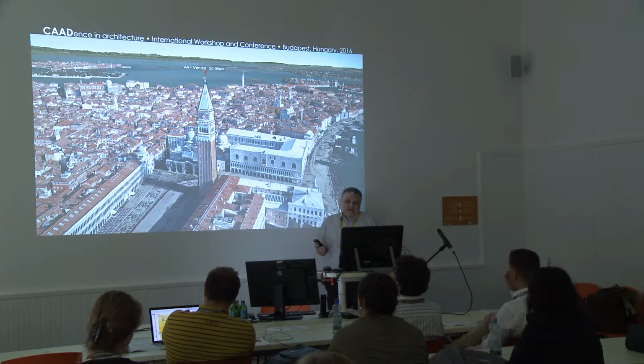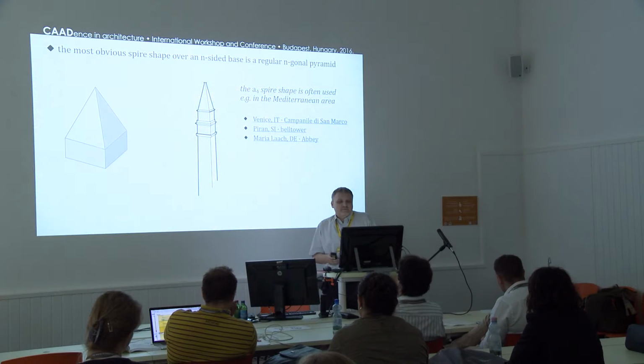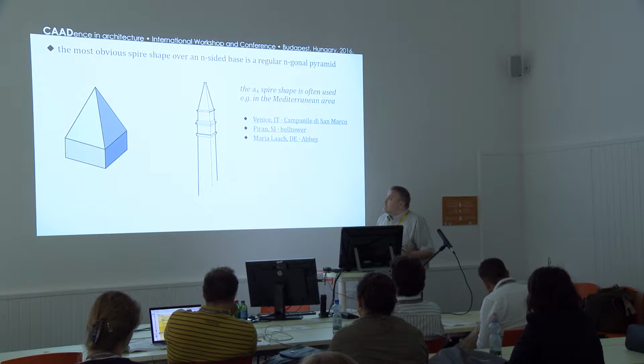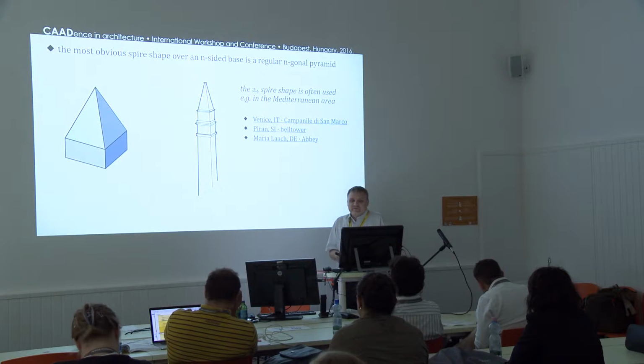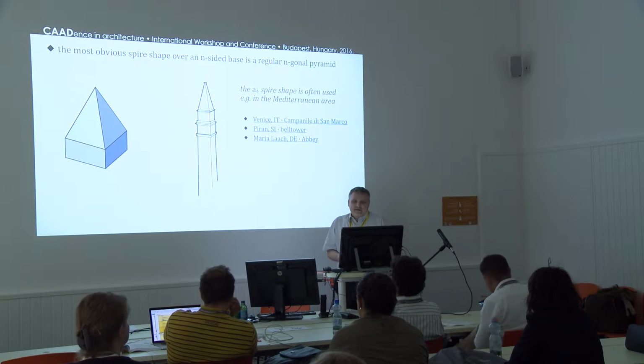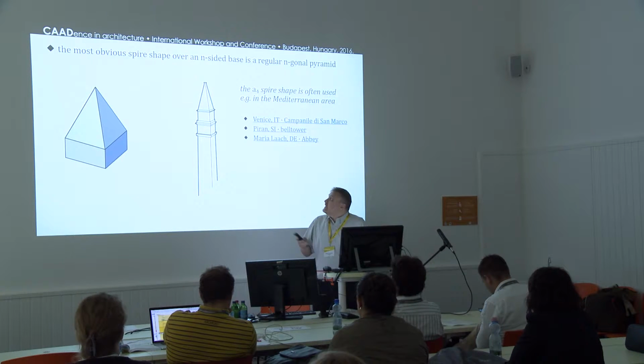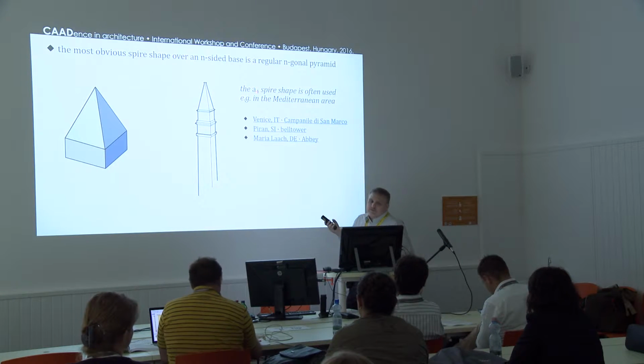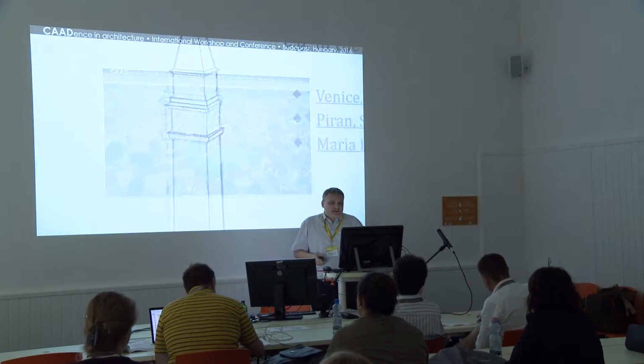This is a familiar landscape, I think, for everyone. In the Mediterranean area, you can find very simple solutions. If you have a square base, you put a simple four-sided pyramid on top of it, and that's it. So it can be the first case. I usually use this sign: the A means a regular pyramid, and 4 is for the number of sides it has.